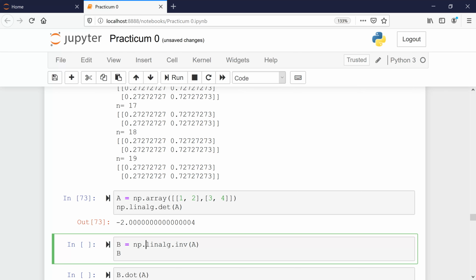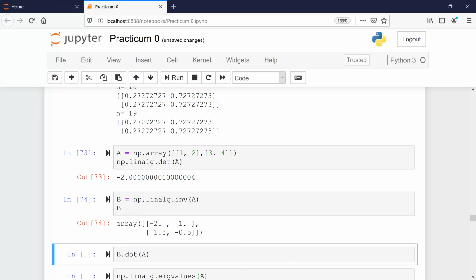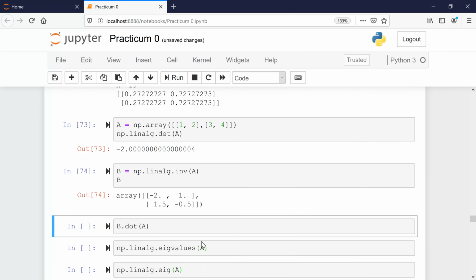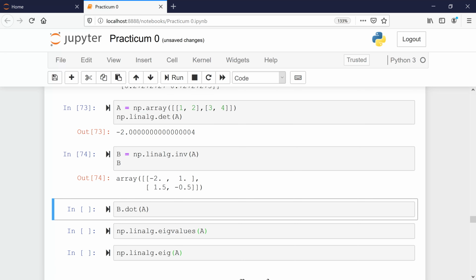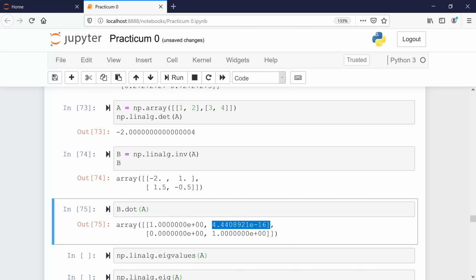So the matrix is invertible, and we can invert A with np.linalg.inv. I have this inverse here, and we can multiply B by A. One easy way to multiply B by A is the function B.dot(A). You should get something close to the identity, 1, 1, 0, 0, but it's not exactly the identity because of numerical errors. It's very close to the identity because B is the inverse of A.